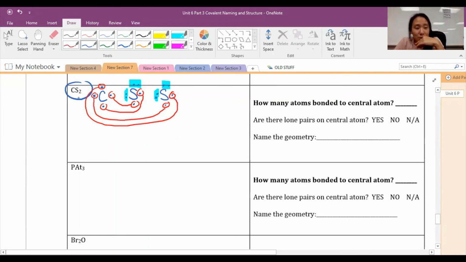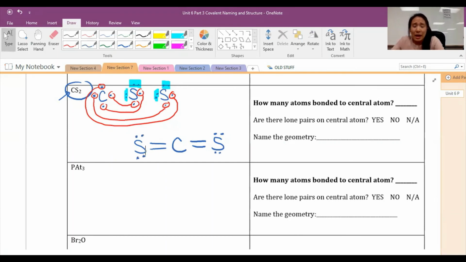So carbon's gonna go in the middle, right? The center atom is always the one that has the fewest number. So carbon has to go in the middle. How many lines did I draw to one of these sulfurs? I drew 2 lines to one sulfur here, and I drew 2 lines to the other sulfur here. You can't leave it like this. You got to include your lone pairs. So I have 1, 2, 3, 4, 1, 2, 3, 4, right?